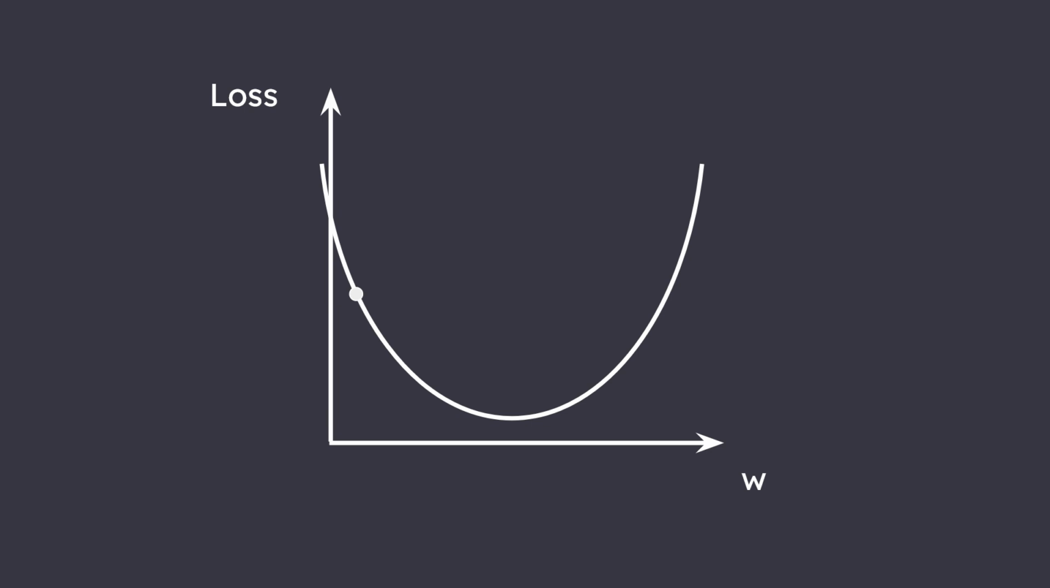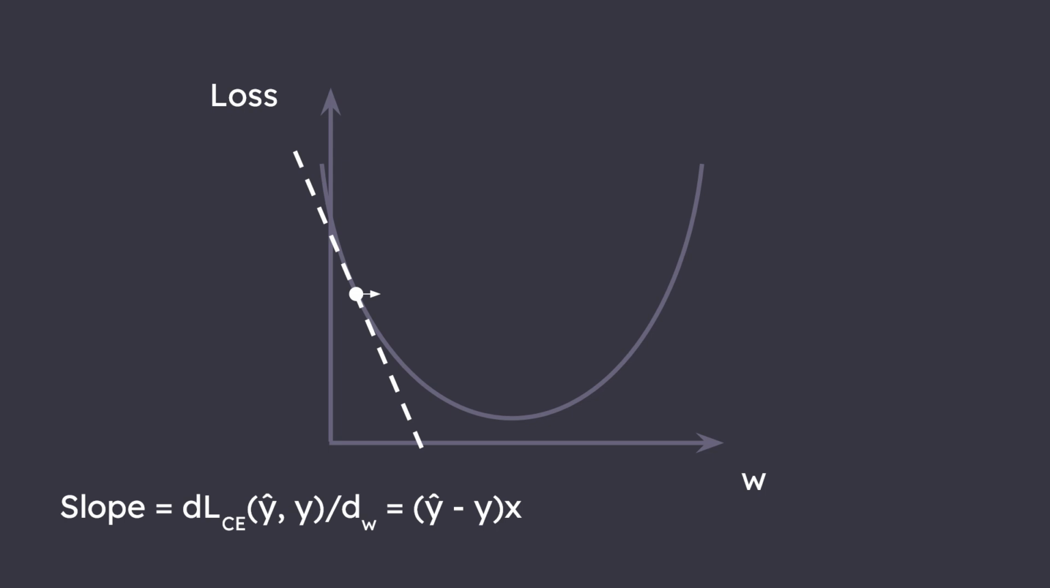To us viewing this graph, it is pretty clear that we would want to move the dot to the right. But why do we know that? We are using the slope. If the slope is negative, then that means that the loss will decrease if we move the weight to the right or in the positive direction.